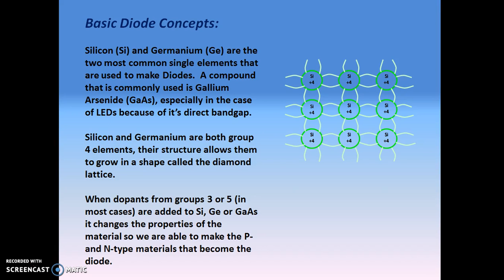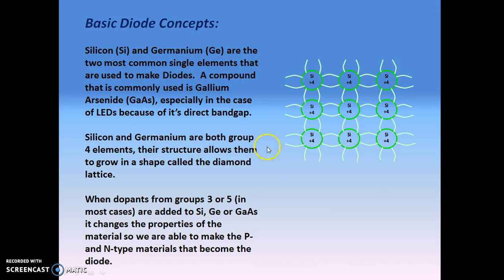Now, what are the basic concepts of a diode? Generally, silicon and germanium are used to make diodes. They are the two most common single elements. A compound is also there, that is gallium arsenide. This is used to make LED, light emitting diode, because of its direct band gap.